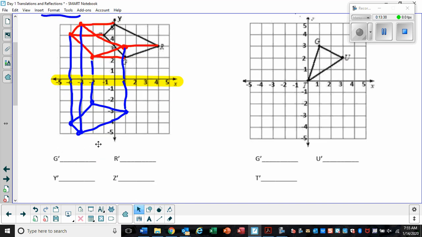And that would be my G, my R, and my, so this is my G right here. This is my R, because I moved it. This guy is my Y. And this is my Z prime. So I would just write down what the ordered pairs are, and then I'd be done. Okay?